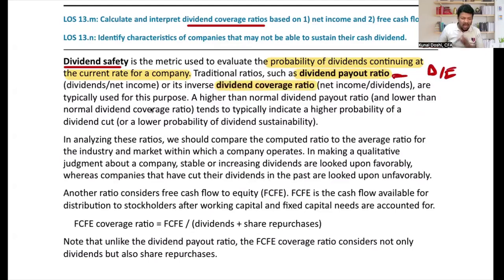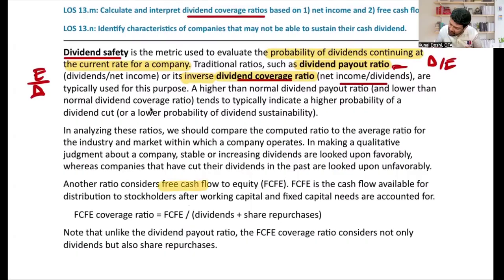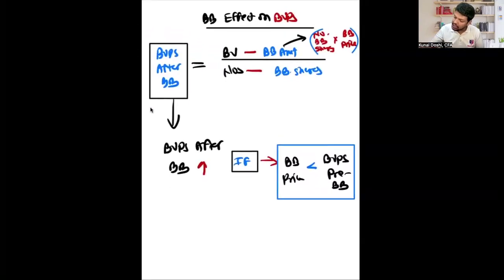And the inverse of it is called the dividend coverage ratio. Very interesting. Dividend coverage ratio is actually earnings over dividend. So you will see it's net income over dividends. And then there is another ratio related to free cash flow to equity, which is the FCFE coverage ratio. I will write down all the ratios, everyone.